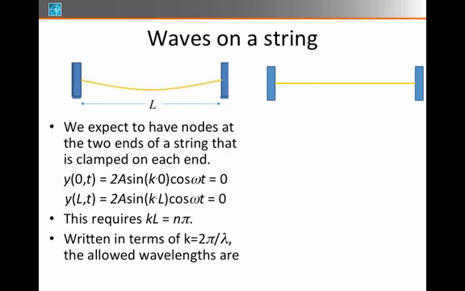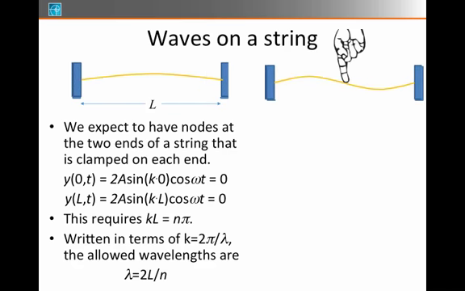If I remember what the k function, or the wave number, is, k is 2 pi over lambda. And that means I can rewrite this expression kL as a multiple of pi to become lambda is equal to 2L over n, where n is an integer 1, 2, 3, 4, or so on. Those are the wavelengths that are allowed to have standing waves on a string. Any other wavelength won't be possible because it won't be able to create a node at the ends of the string as I require.